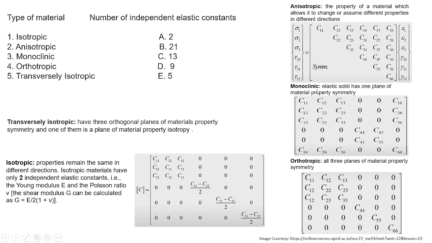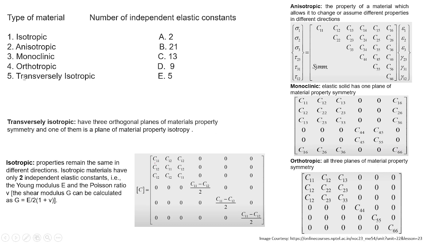After anisotropic comes monoclinic, an elastic solid which has one plane of material property symmetry. So in a monoclinic, there is one plane which has a symmetric material property. In that case, the number of independent elastic constants will be 13. It reduces from 21 to 13 when we go from anisotropic, which has no symmetry at all, to a monoclinic, which has one plane of material property symmetry. After monoclinic comes the orthotropic material, which has all three planes of material property symmetry.